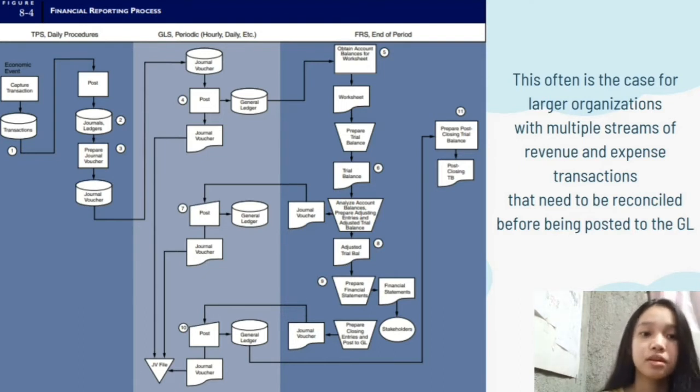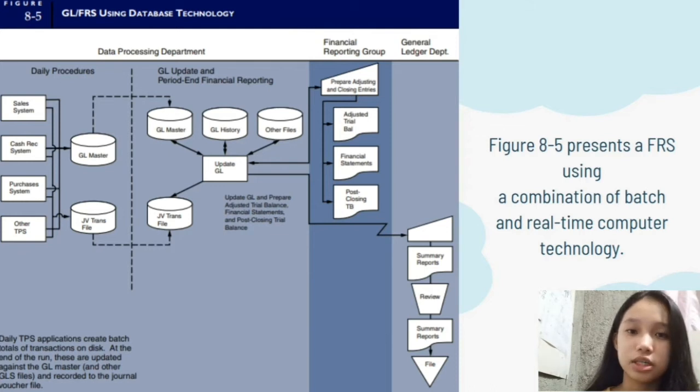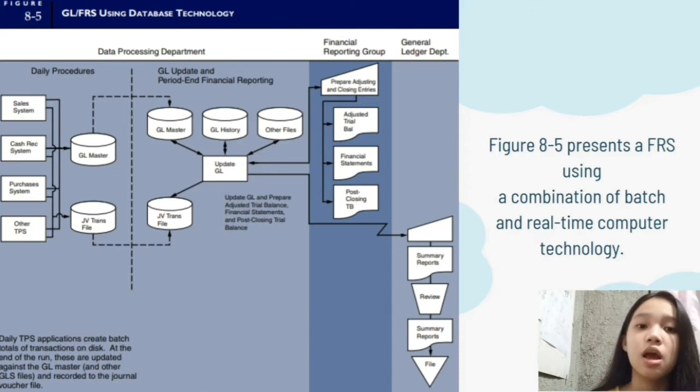efficiency. And for the last part, if figure 8.4 is a batch process, dito naman sa figure 8.5, general ledger or financial reporting system using database technology presents an IFRS using a combination of batch and real-time computer technology. Dito kasi there is a real-time update sa general ledger and financial reporting systems kaya nakapag-generate agad ng financial statements on a short notice. Tapos, mas pinadali pa dahil nga meron ng computer technology. So, that is all for financial reporting system topic under Chapter 8.